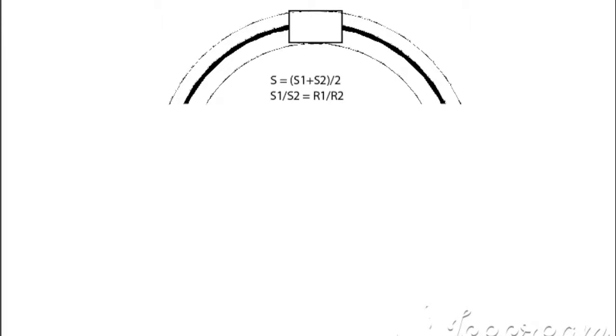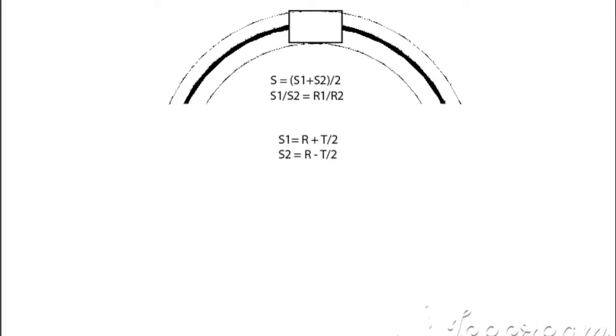We now need to find the radii. For that, we measure the track of the robot, which is the distance between the wheels. We know that the radius of the outer circle is the radius of the middle circle plus half the track, and the radius of the inner circle is the middle radius minus half the track. So we get R1 equals R plus T over 2, and R2 equals R minus T over 2.